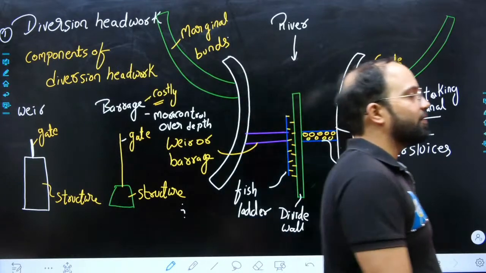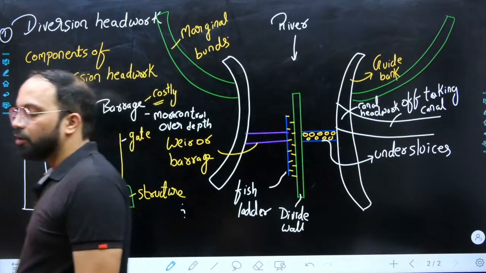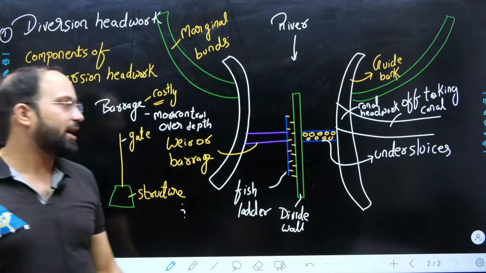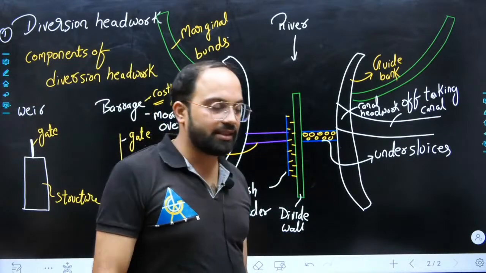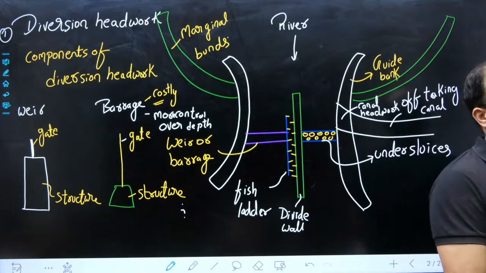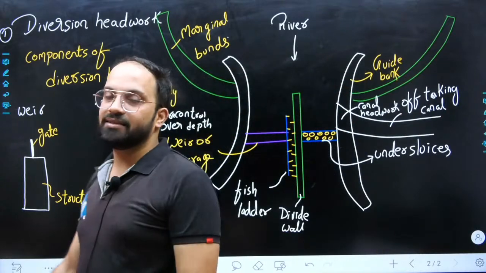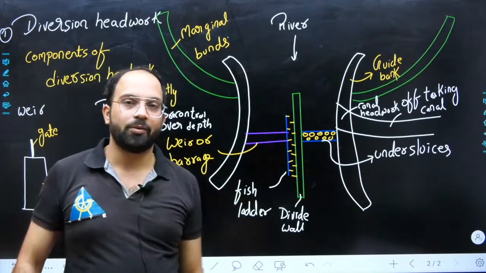What is the use of that still pocket which the divide wall is providing? I told you that silting and scouring are the main problems. So it eliminates the problem of silting. Why?